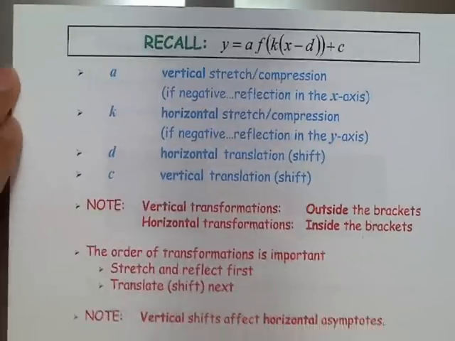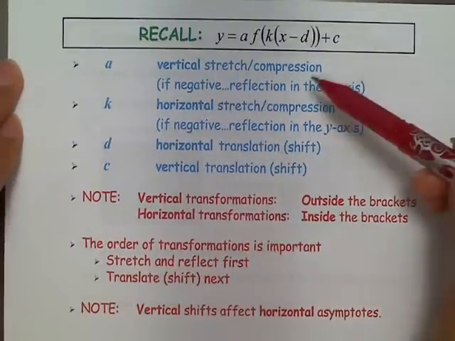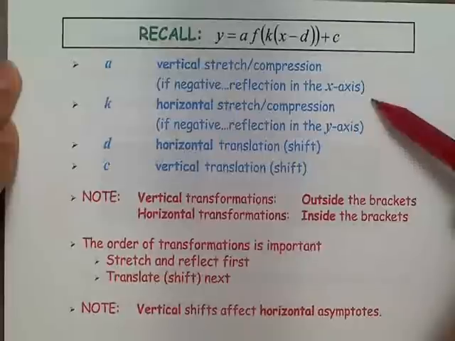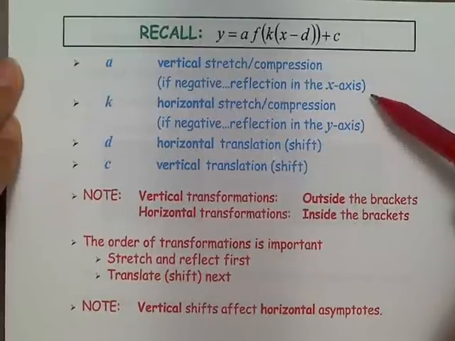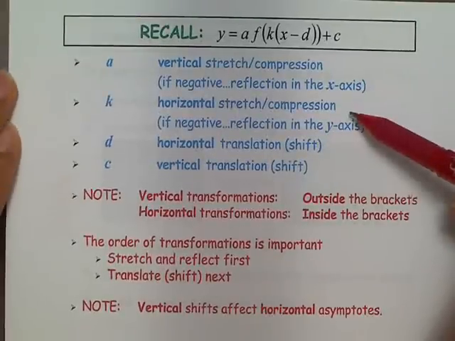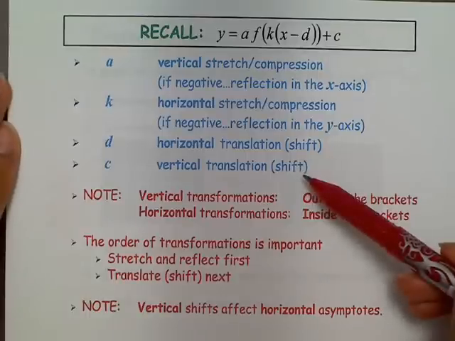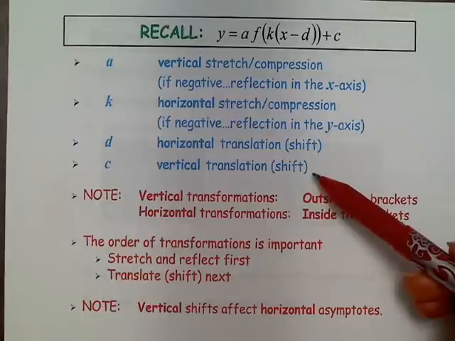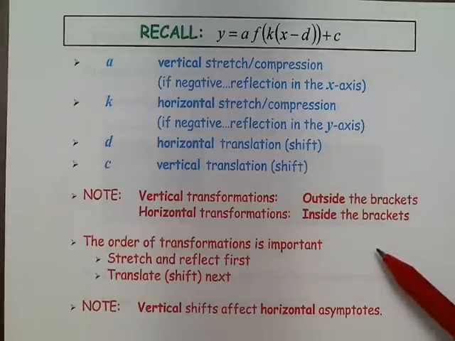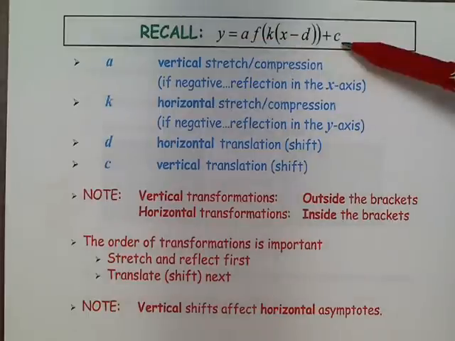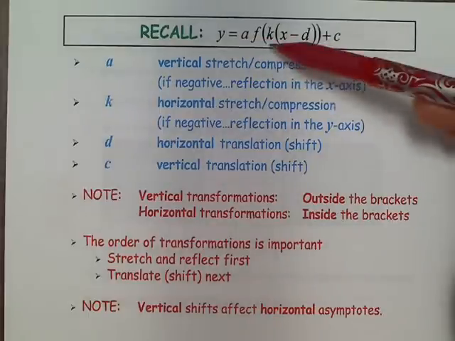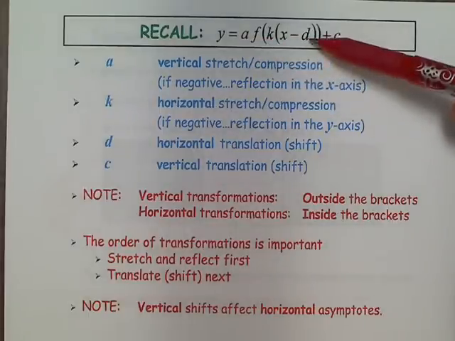Okay, some review of the transformations that you know. A still represents the vertical stretch or compression. If it's negative, it represents a reflection in the x-axis. K is still your horizontal stretch or compression. If it's negative, it's a reflection in the y-axis. D is your horizontal translation, so shifting the graph left or right. And C is your vertical translation, shifting the graph up or down. Quick note, vertical transformations are outside the brackets, so that would be A and C, and horizontal transformations are inside the brackets, so that would be K and D.